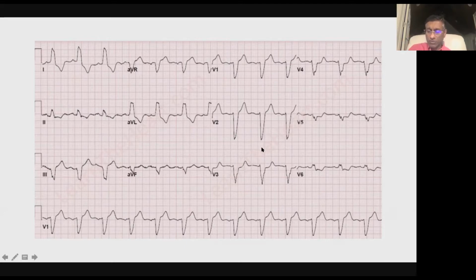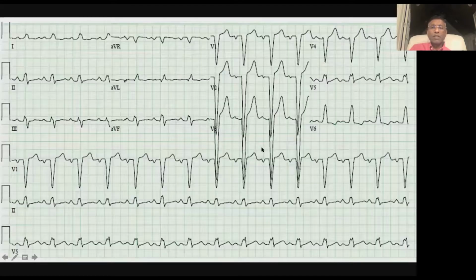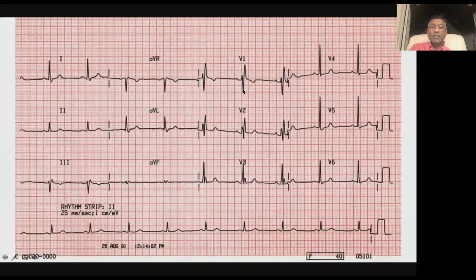Very sharp downstroke. Now you look at a typical right bundle: you have an R, S, R prime, okay? If you look at aVR in a typical right bundle type rhythm, you'll see a sharp downstroke and a terminal R prime, almost mimicking the V1 complex in lead aVR. So aVR is a helpful lead to look at for distinguishing between VT and SVT.